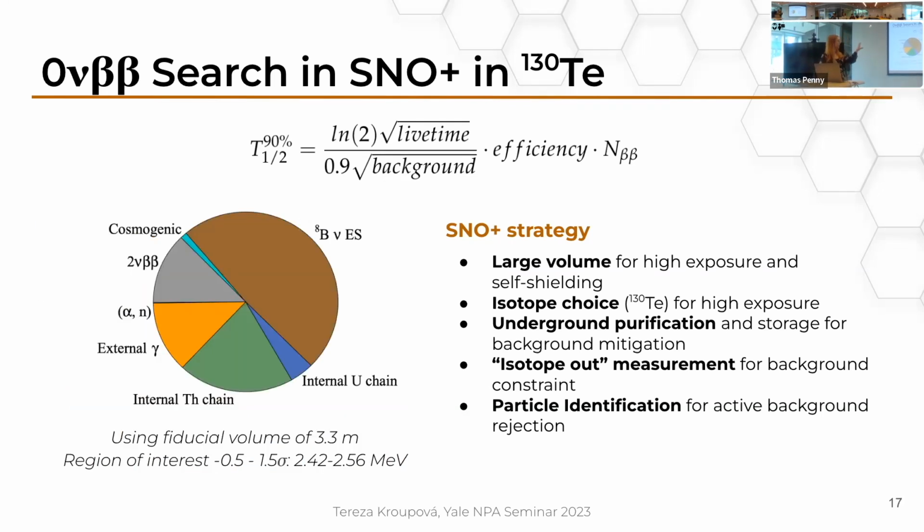This is just taking that and putting it into a pie chart of our background budget. You can see the boron-8 neutrinos from the sun are the most dominant background. And then you have some internal radioactivity, radioactivity coming from the outside of the acrylic vessel, some (alpha, n) reactions, the two-neutrino double beta decay spectrum, and some cosmogenics, which I will talk about in a little bit, but which form a small portion of this.